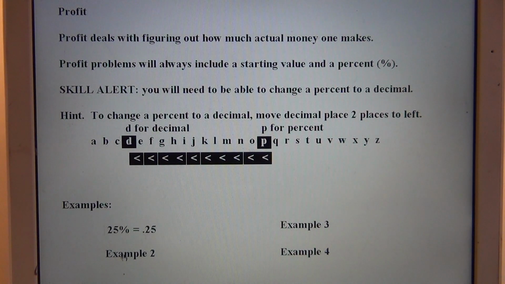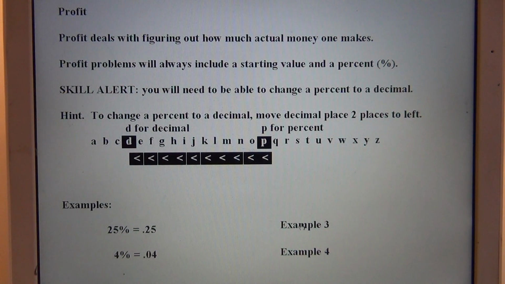Let's take a look at example number 2. 4%. I want to change it to a decimal. I know I have to move the decimal 2 places to the left. So I start here, and 1 place would bring me here, but then I have to put a 0 in so I can put the decimal place. So I start there, and I went 1 and 2 and put the decimal right there.